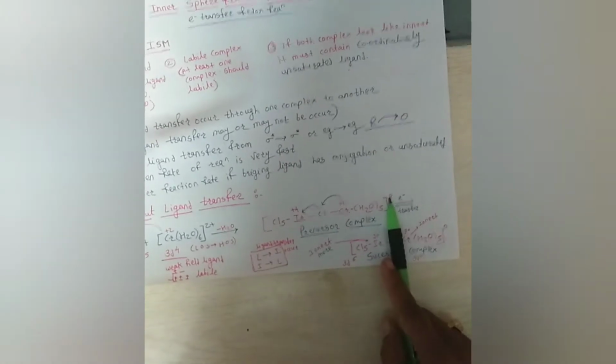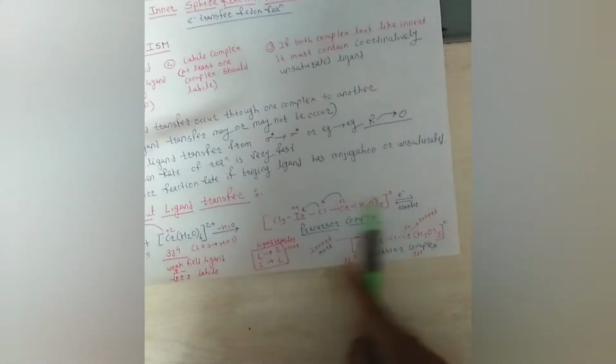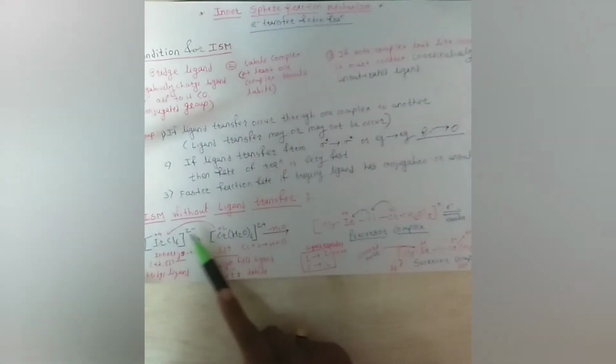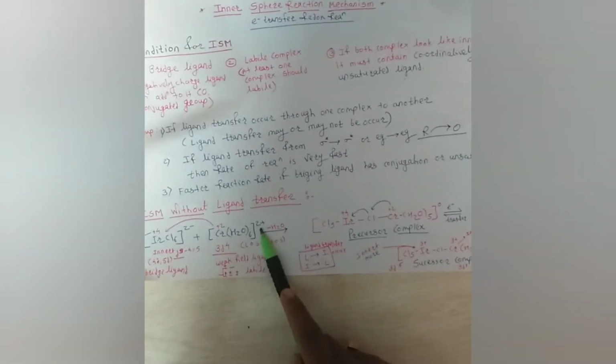So the total charge present on the complex is 0. How is it 0? Because in the first complex the charge is -2 and in the second it is +2.